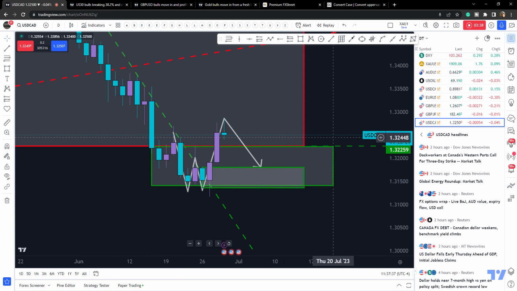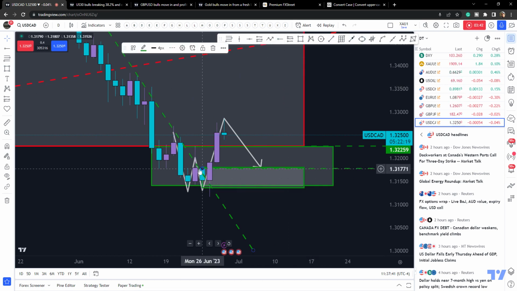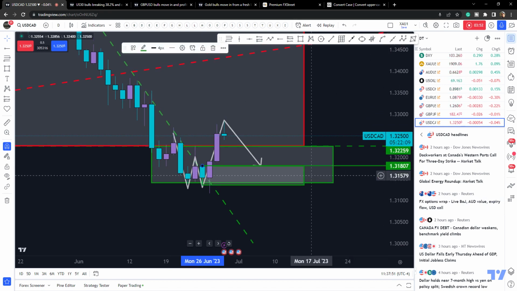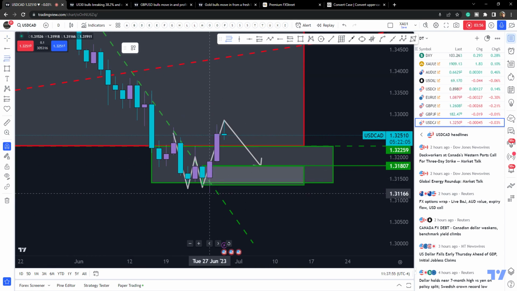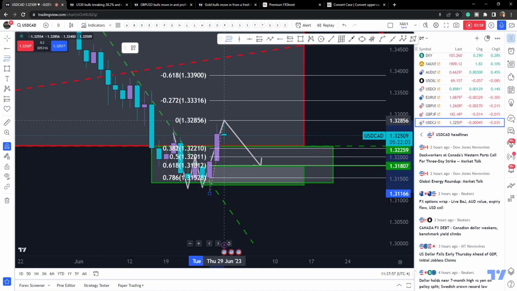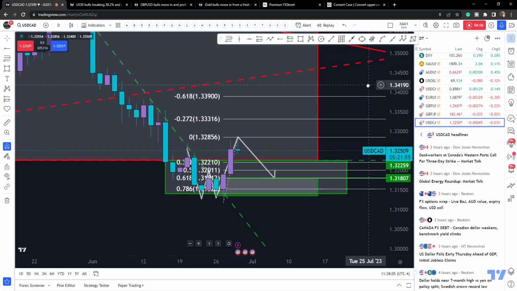we have that resistance area there, which could be support area, depending on your broker where to draw that line, but roughly around 131.80, nice round number, and that would coincide with a 61.8 correction on the Fibonacci scale. That's on the daily chart.